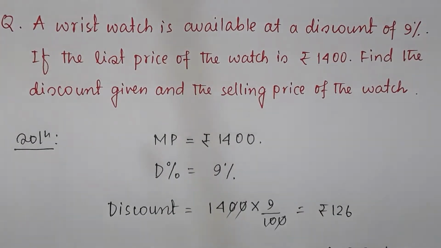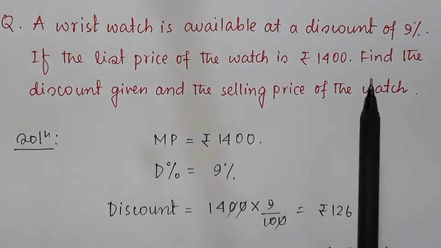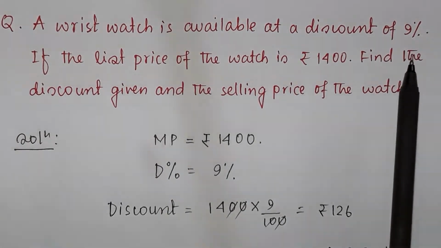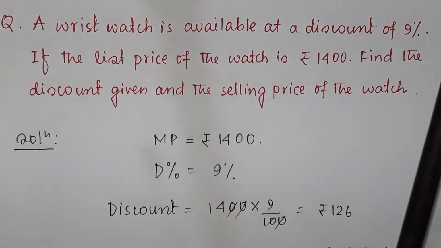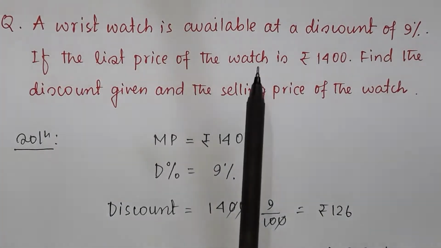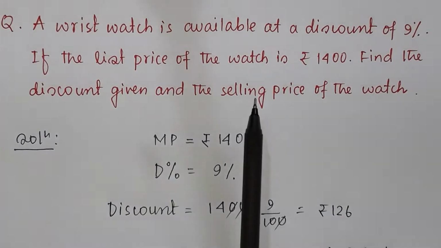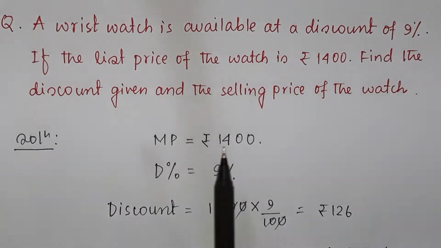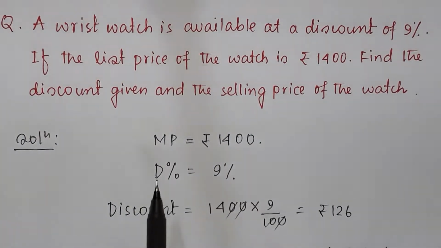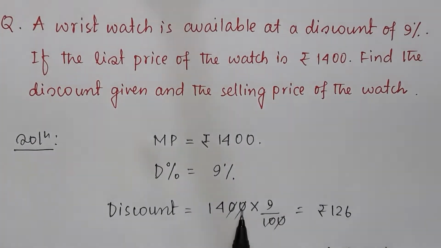Moving to the next question, a wristwatch is available at a discount of 9%. That means discount percentage is given as 9%. If the list price of the watch is rupees 1400, find the discount given and the selling price of the watch. So mark price is given as 1400 and discount is given as 9%. So discount offered is 9% of 1400, that means 1400 into 9 by 100. So these 20 cancel with these 20, so you'll get 14 into 9, that is 126 rupees.